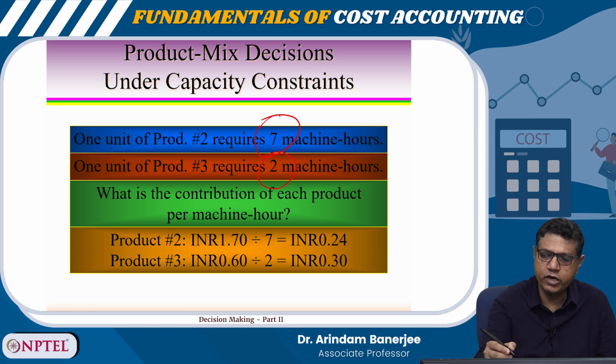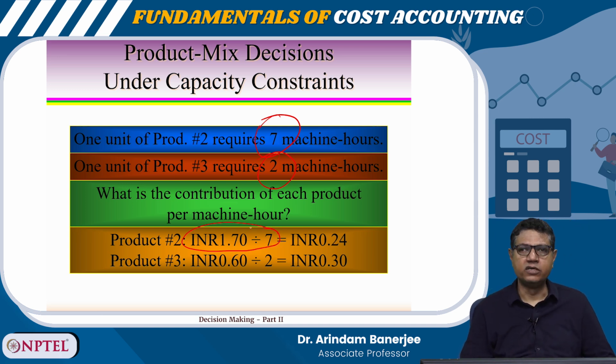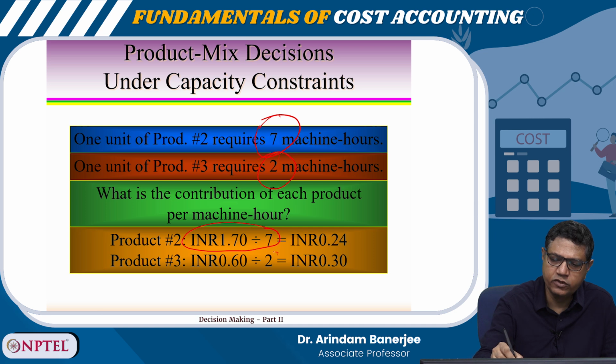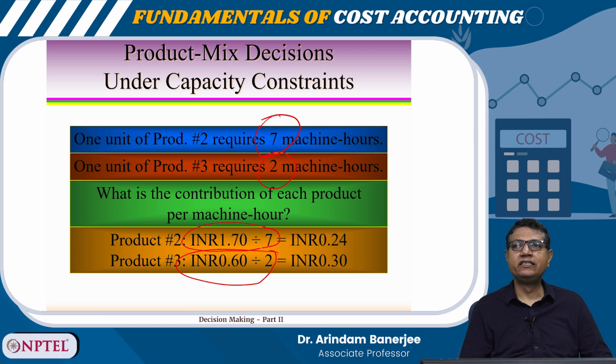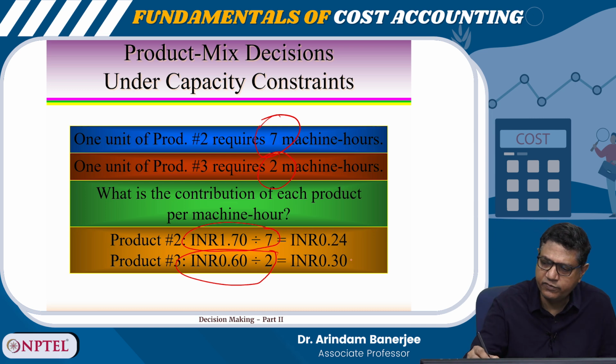So for product 2 it is how much? 1.70 divided by 7, because it requires 7 machine hours, and for product 3 it is 0.60 divided by 2. Now you see, the perspective is getting changed, right? When I am calculating the contribution per unit of machine hour, the perspective is completely changed. Now this one is rank 1 and this one is rank 2.